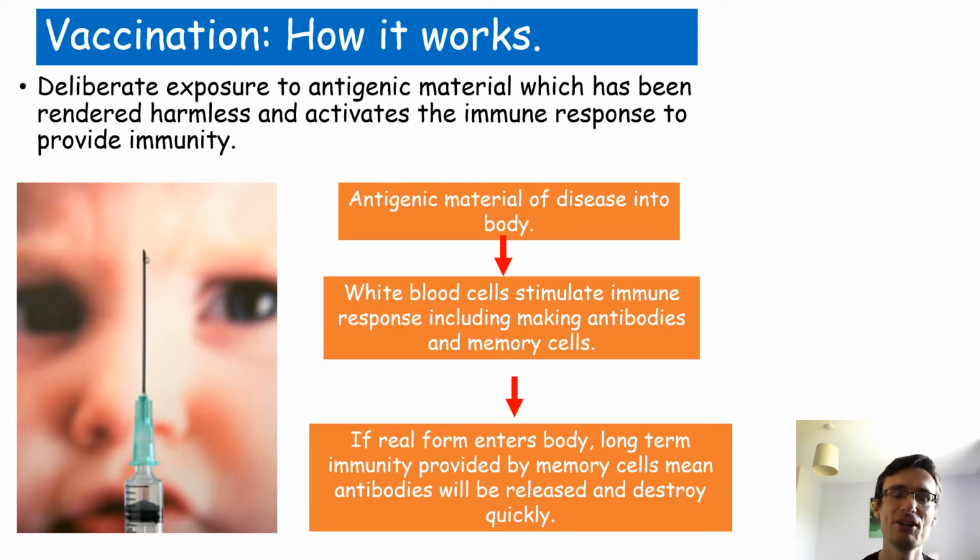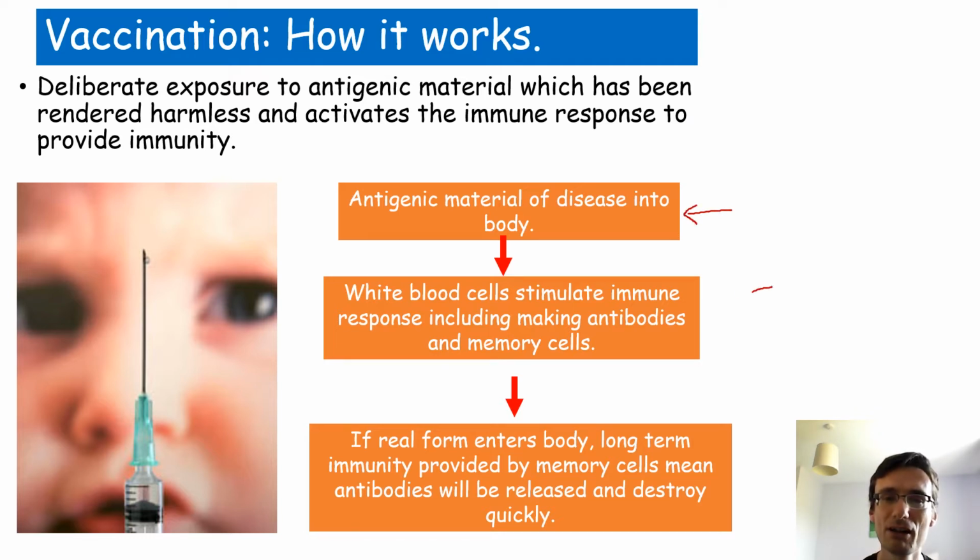So vaccination is an artificial active type of immunity, because we're artificially inserting a pathogen into our body, and it is active because our body still has to make the antibodies. There's the deliberate exposure to antigenic material that has been rendered harmless, and it activates our immune system. So what happens is we insert the pathogen or the antigen into our body.